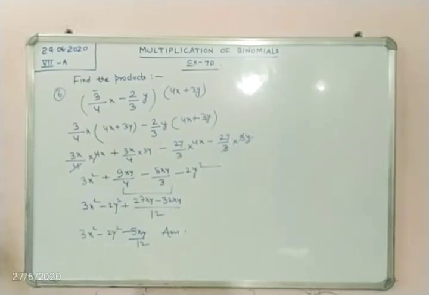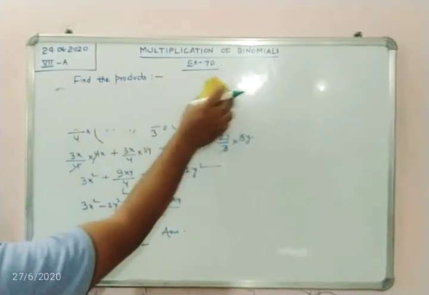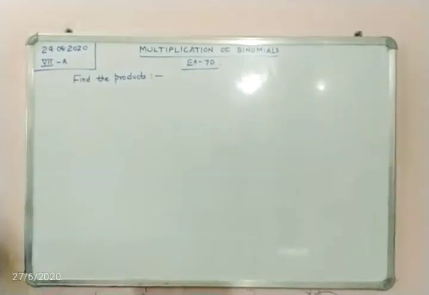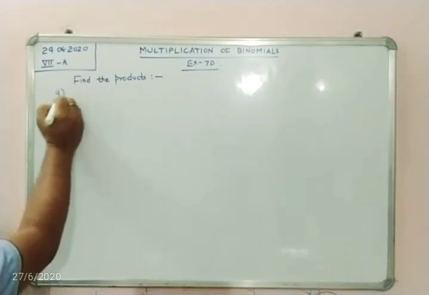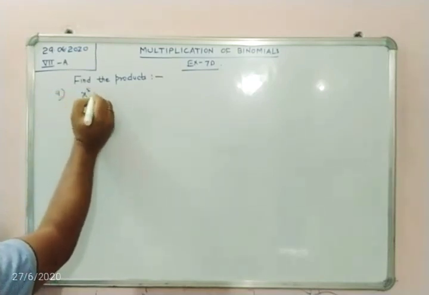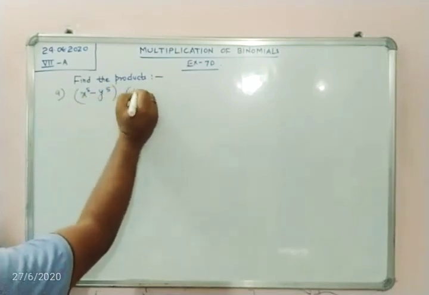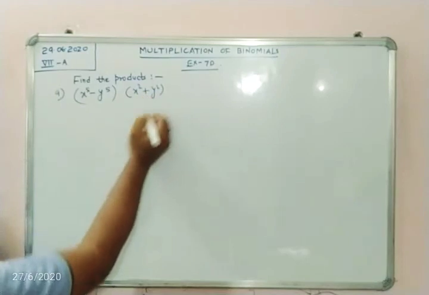Now, hope you have understood this one as well. Now, I am going to show you the solution for question number 9. Yes, let's see. Question number 9: x to the power 5 minus y to the power 5 into x square plus y square.